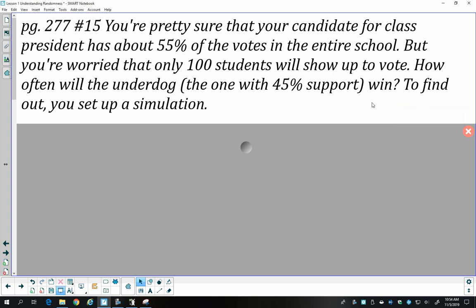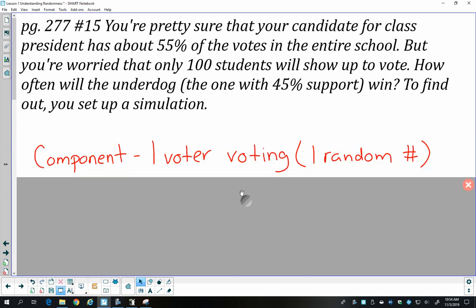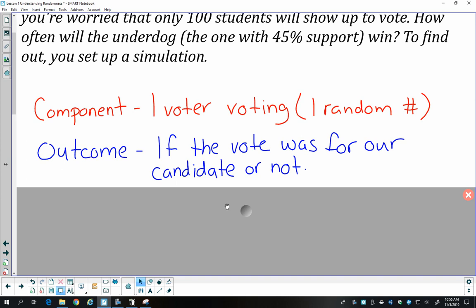So let's talk about the structure of our simulation. We assume there's going to be 100 students who vote, and to decide which way they vote, we're going to have to generate a random number for each voter. One vote is what we would call a component of the simulation, that one random number we'd have to generate to represent one voter. The outcome of that would be if the vote was for our candidate or the underdog.